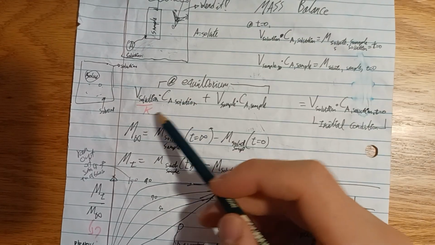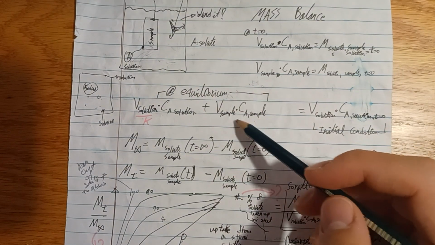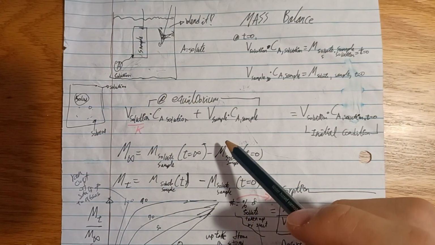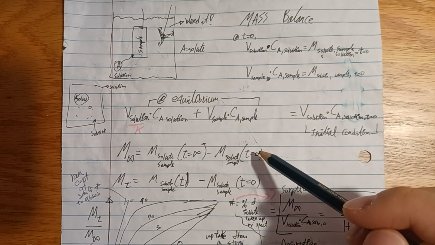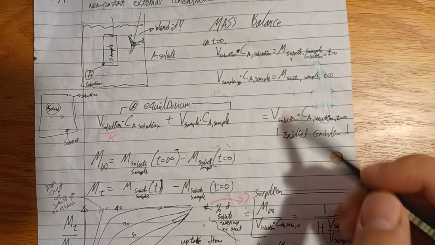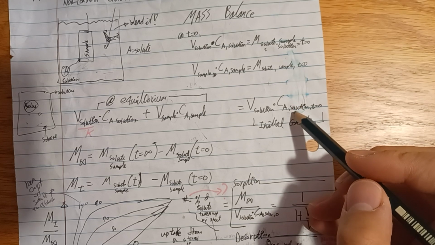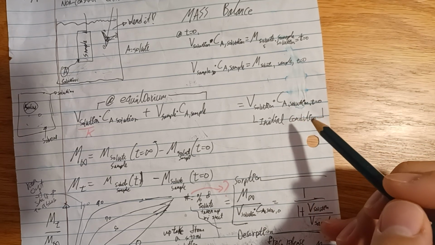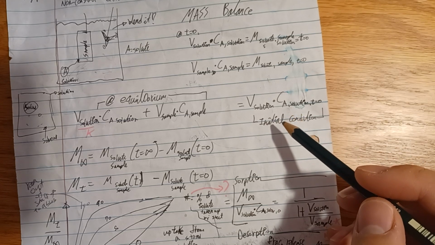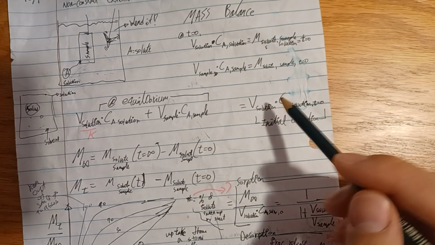And at equilibrium, the solution volume times concentration of solution plus the volume of sample times the concentration of A in the sample will give us the entire mass of solute in the system, which we can represent as the V solution times the concentration of solution at time equals 0, because there is no solid present in the sample. So this is just conservation of mass we are looking at.